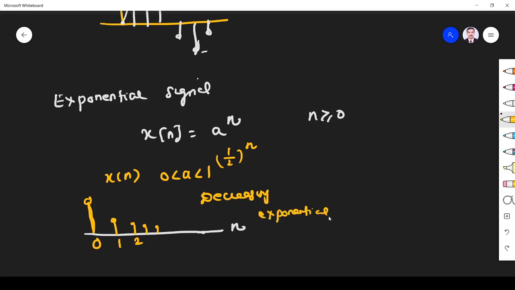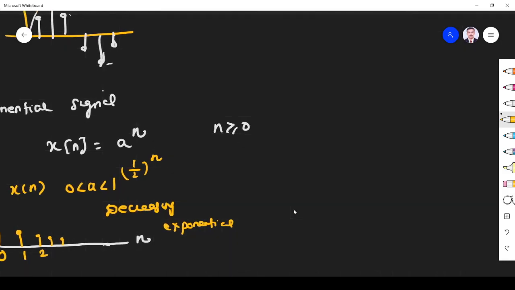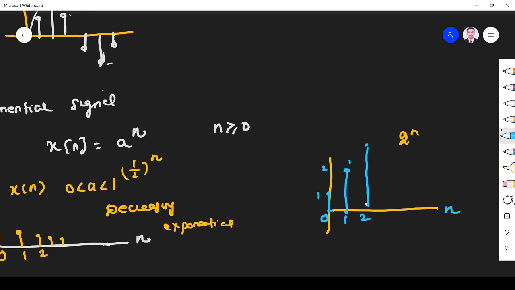Now we assume that a is greater than 1, let us assume 2. So 2 power n. As usual, when n is equal to 0, 2 power 0 is 1. When n is equal to 1, it will be 2 power 1, which is 2. When n is equal to 2, it will go to 4. So it is increasing exponential. Like that it will go up. So we can call this an increasing exponential.